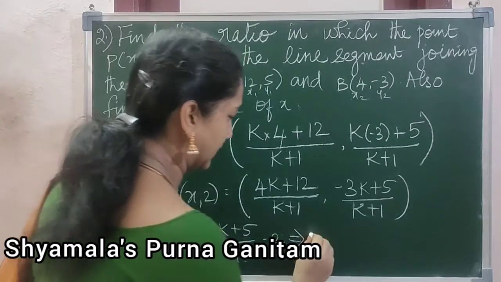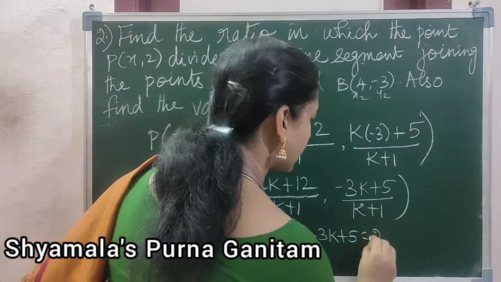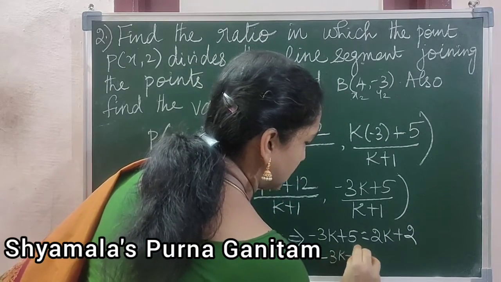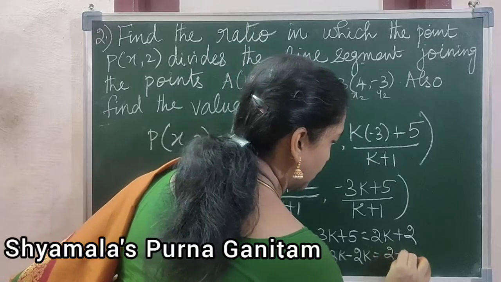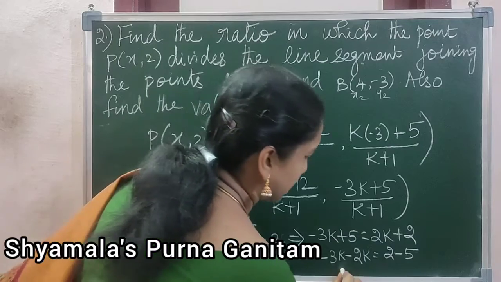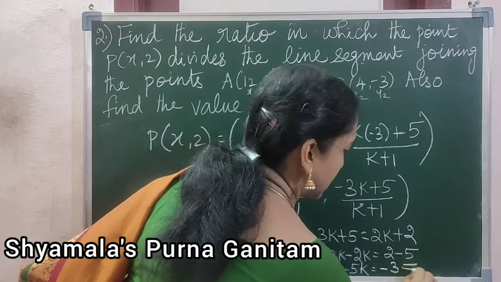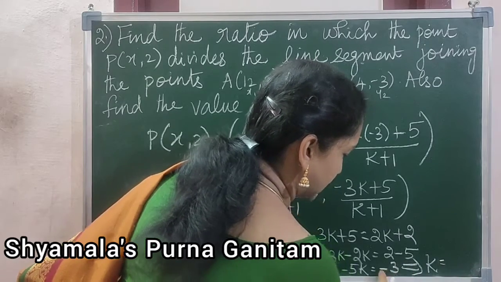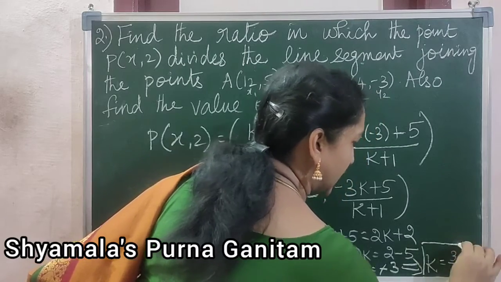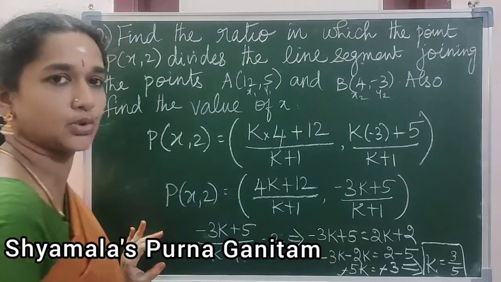So when I simplify this, -3k + 5 is equal to 2k + 2. So -3k - 2k is equal to 2 - 5. So -3 - 2 is -5k, which is equal to -3. So what is the k value? The k value is, this minus will get cancelled, 3 by 5. So the ratio k is 3 is to 5.